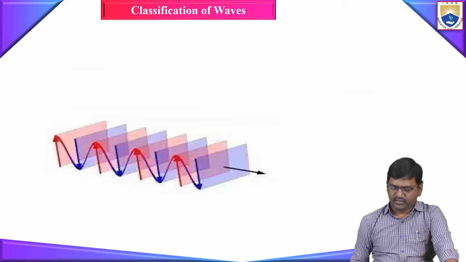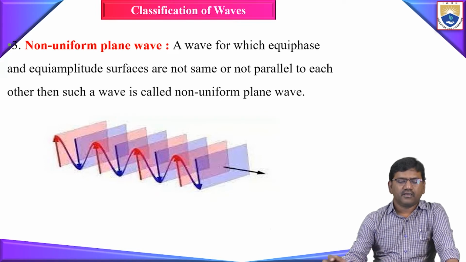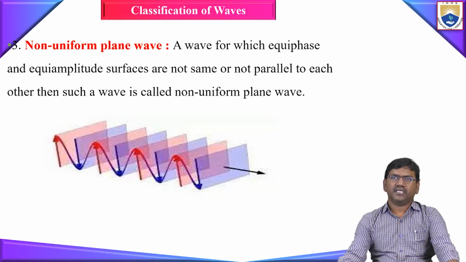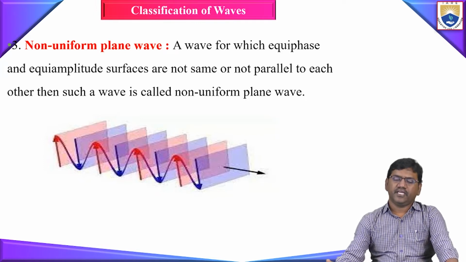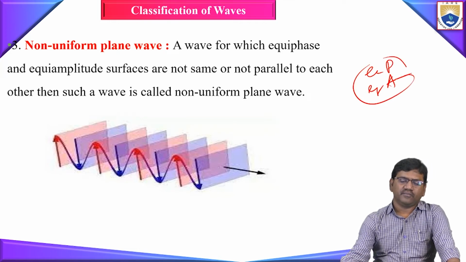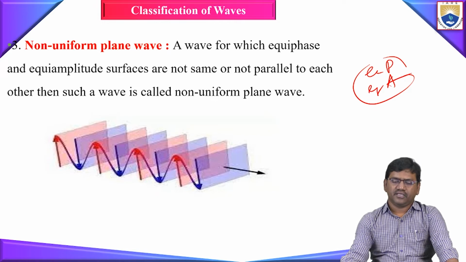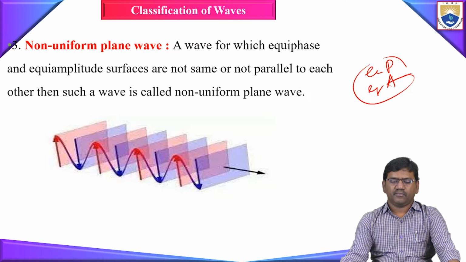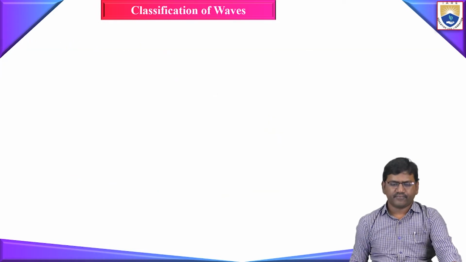You can see here in the figure a non-uniform plane wave, a wave for which there is no equal phase and no equal amplitude surface, and both are not parallel to each other. Such a wave is known as a non-uniform plane wave. A uniform plane wave means equal phase and equal amplitude, but a non-uniform plane wave is exactly the opposite. There is no equal phase and equal amplitude between the waves, and they are not parallel to each other. Such a wave is known as a non-uniform plane wave.